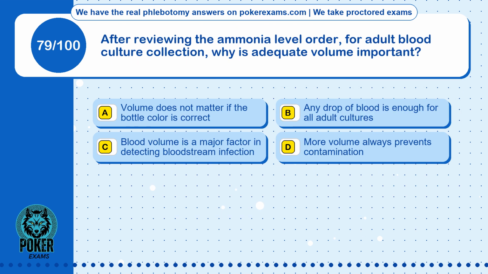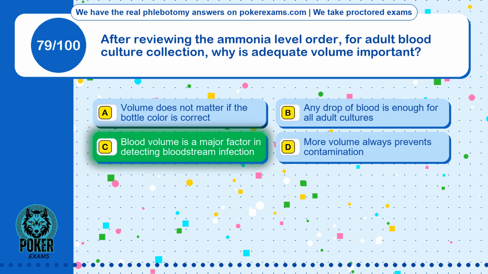Question 79. After reviewing the ammonia level order, for adult blood culture collection, why is adequate volume important? Option A. Volume does not matter if the bottle color is correct. Option B. Any drop of blood is enough for all adult cultures. Option C. Blood volume is a major factor in detecting bloodstream infection. Option D. More volume always prevents contamination.